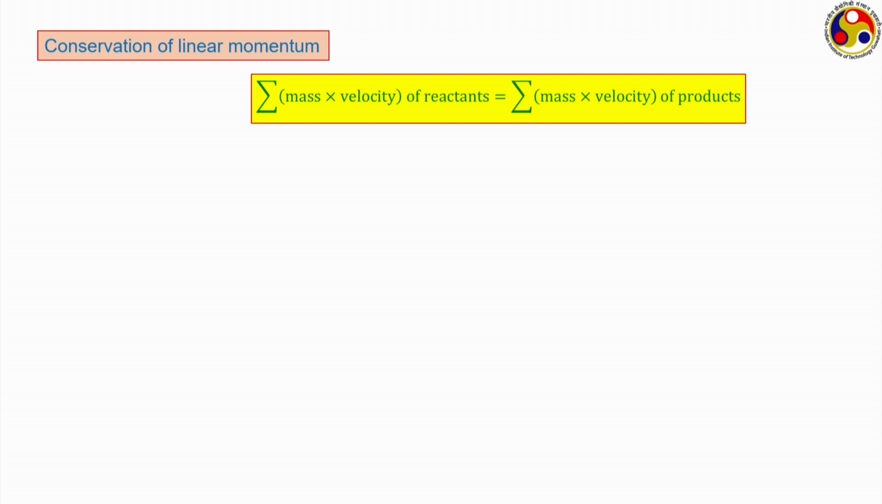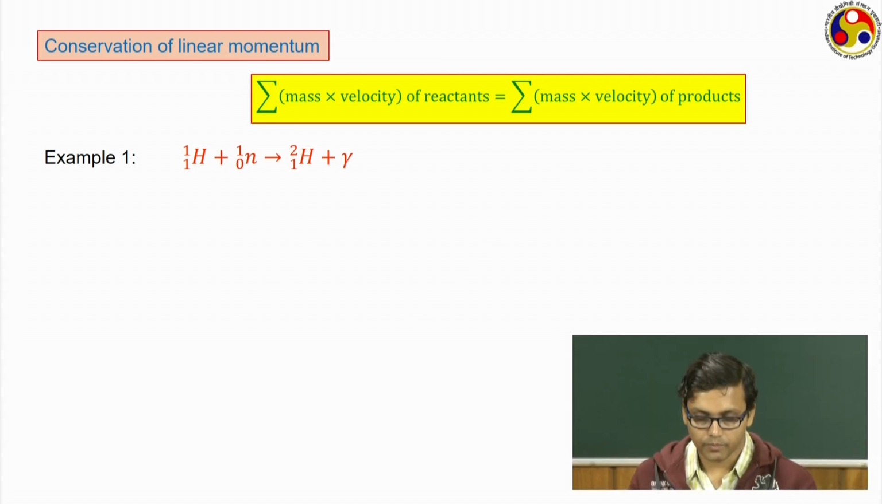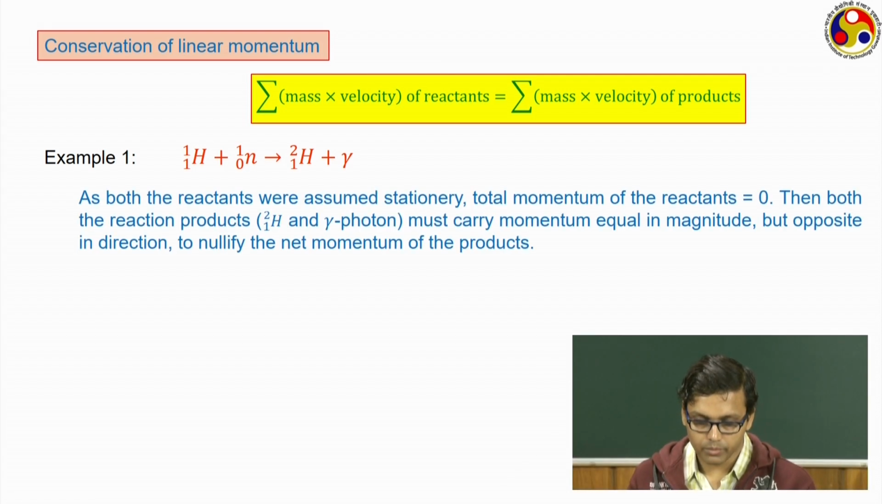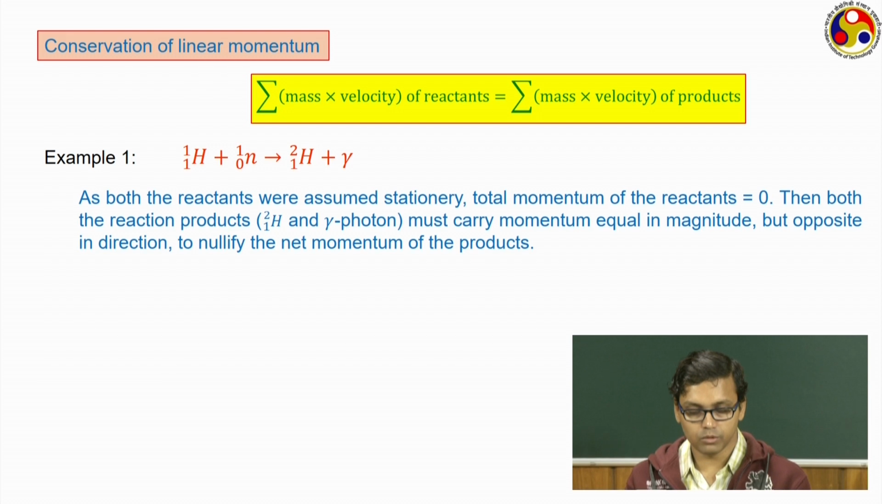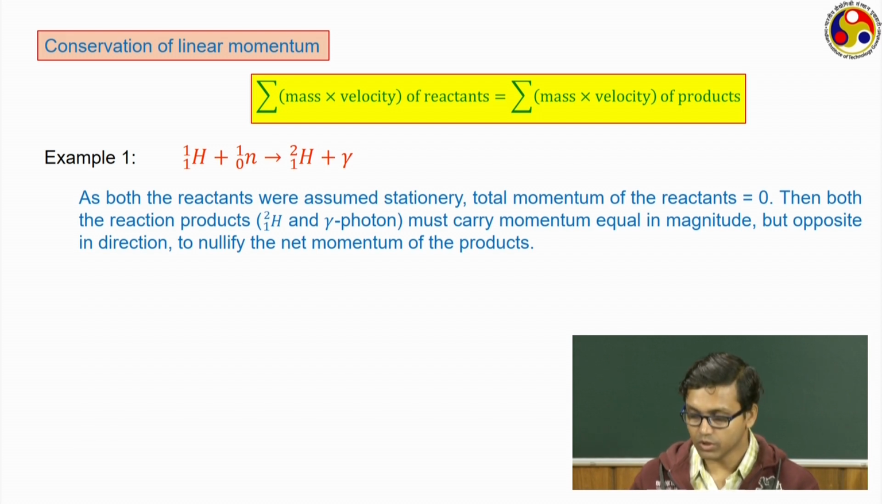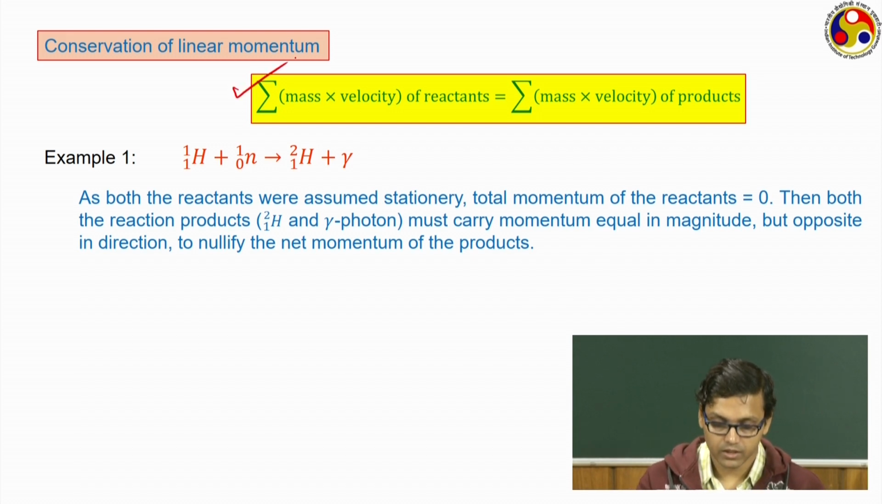which, conservation of linear momentum, we can straightaway write as a summation of mass into velocity. That is, the linear momentum of the reactants should be equal to the linear momentum of the products. Let us take the first example which we have discussed. Here we have deuterium and gamma photon on the right hand side. So, both the reactants are assumed to be stationary, then what is the total momentum associated with this left hand side?